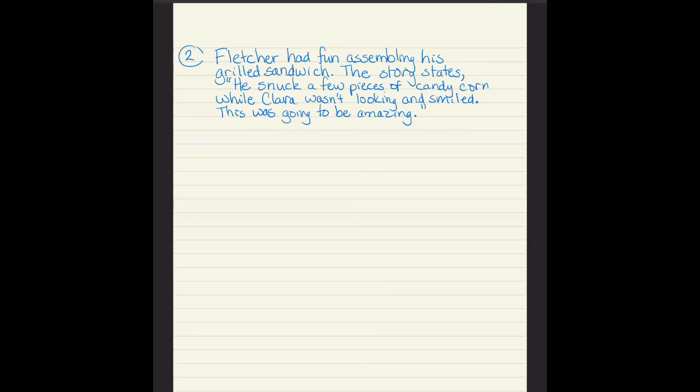So if I were using my step-up colors, let me find my highlighter here. If I am using my step-up colors, this first sentence, Fletcher had fun assembling his grilled cheese sandwich, is where I'm restating the prompt and answering the question. In this case, it's combined. And then I give my text-based evidence. So that's the T. So the story states he snuck a few pieces of candy corn while Clara wasn't looking and smiled. This was going to be amazing.